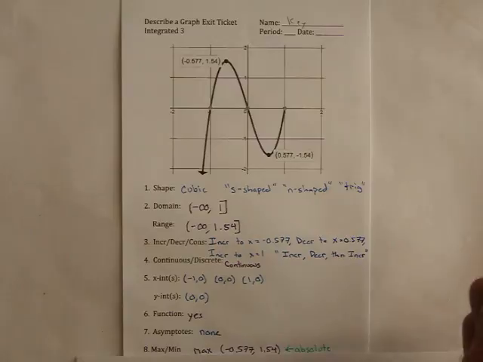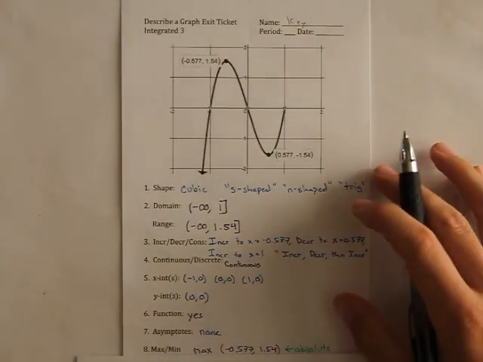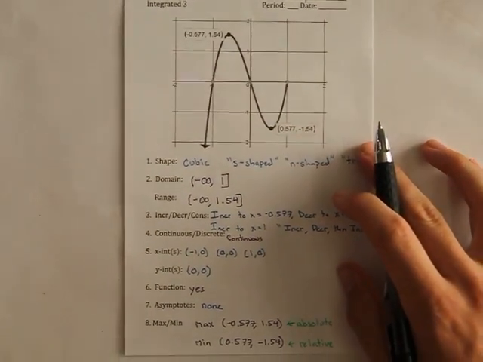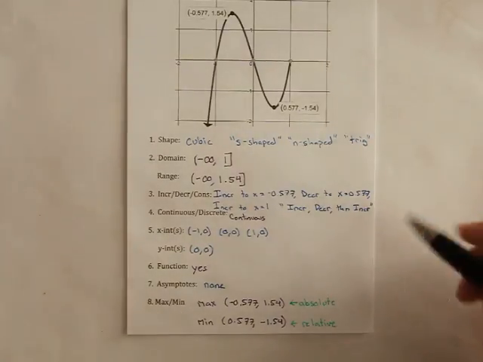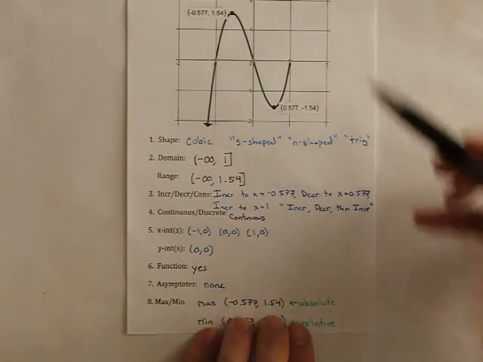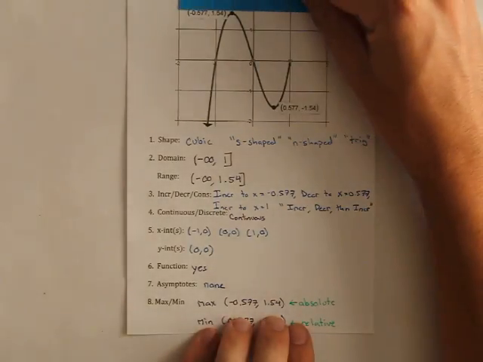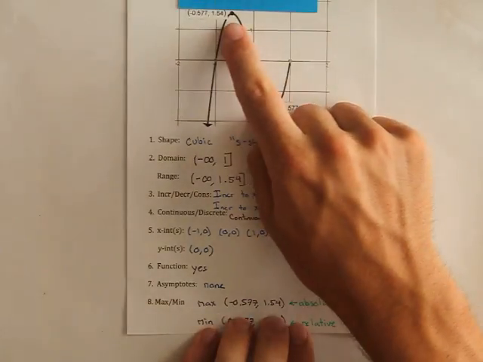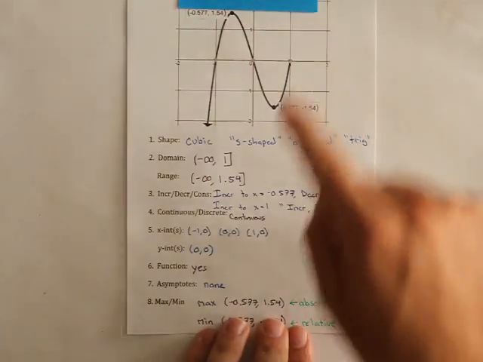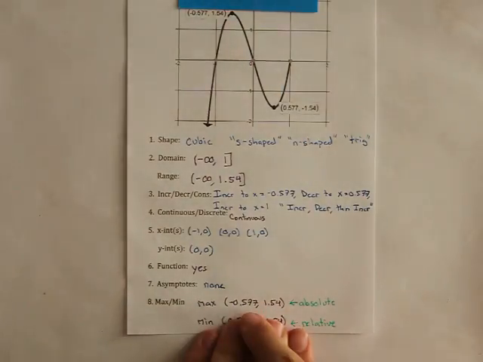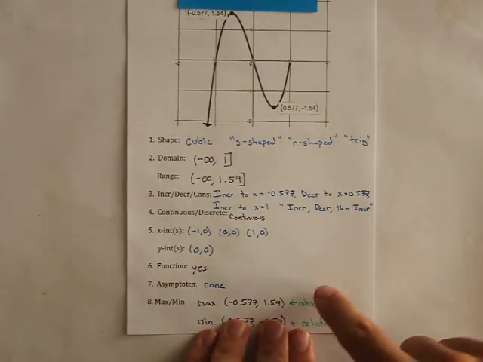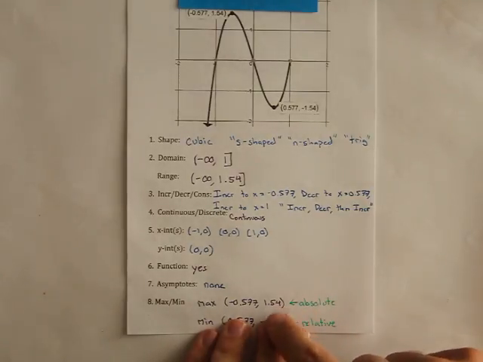And then finally 8, max and min. And I'm going to explain something new with this one. So when we talk max and min, it gets a little tricky. Maximum, I think, is a little bit more clear-cut. If I look at this graph, it has a maximum. That is the highest point that will ever be reached, right here, okay? And I listed that point. I wrote max, negative 0.577, comma 1.54. Ignore the part in green for a moment. That is clearly a maximum, okay?